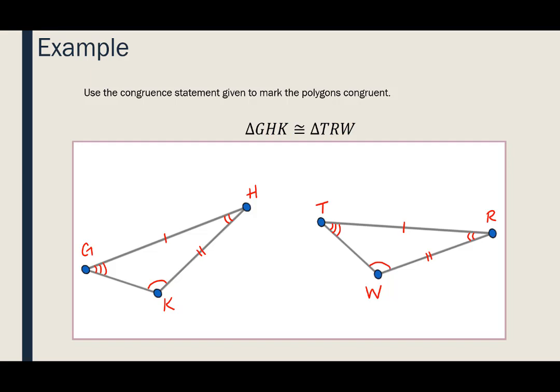And finally, I have TW and GK. Always verify and don't make the assumption. Well, GK is the first and the last of my congruent statement. TW is also the first and the last. It's okay that they aren't next to each other. So these triangles were pretty close to the same orientation. Let's try one that's a little bit more difficult.